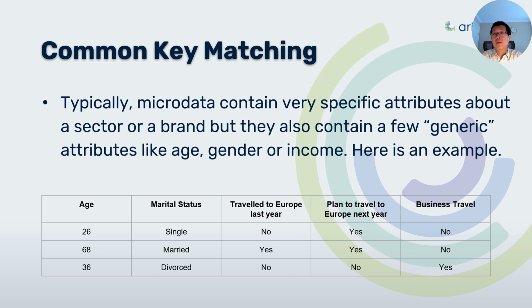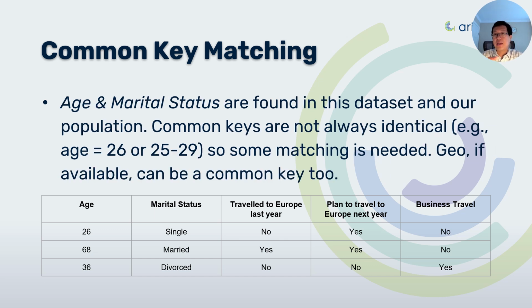That said, in most cases, most of these individual data sets also have generic variables. Like in this case, we have age and marital status. Age and marital status here are found in this data set that we're trying to synthesize, as well as our population. So we call these our common keys. Common keys are not always identical. In this case, age is slightly different, but we could do some simple data cleaning to align them. Geography, if they're available, can be common keys as well.